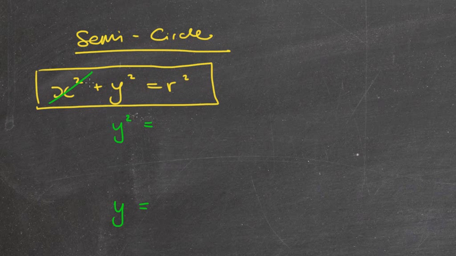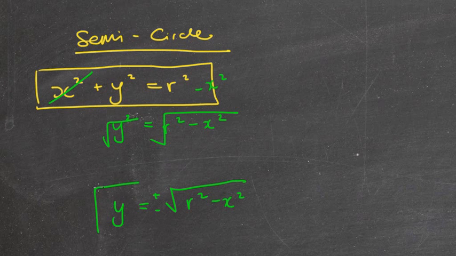So I'm going to get rid of the x squared and put it over here and make r squared minus x squared. I then want to square root both sides, so I get y is equal to the square root of r squared minus x squared. The only issue is, when you square root something, you have both a positive and a negative value, because the square root of 4 could be 2 or minus 2. So these are my two formulas.